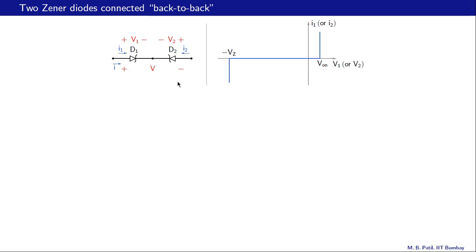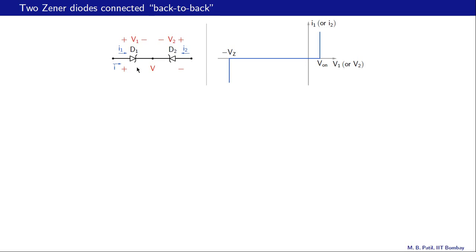Let us look at this commonly used configuration with two Zener diodes connected back to back. That is, the N of this D1 is connected to the N of D2, so they are pointing in opposite directions. And we want to know what I is, the current here, as a function of the total voltage drop V shown here.